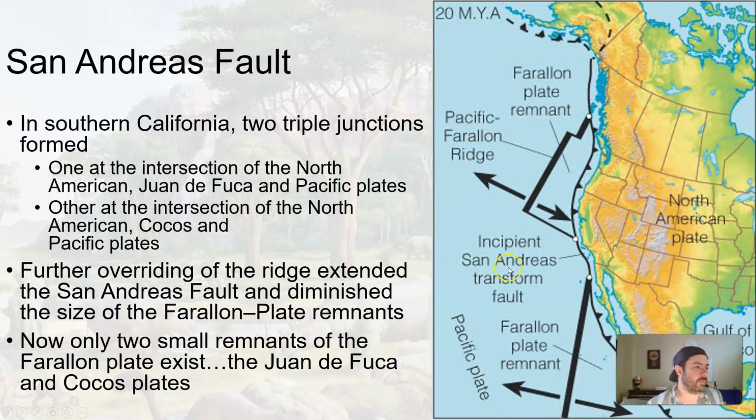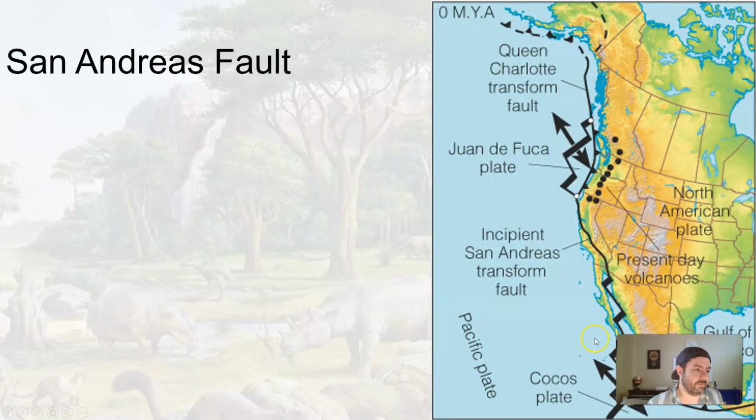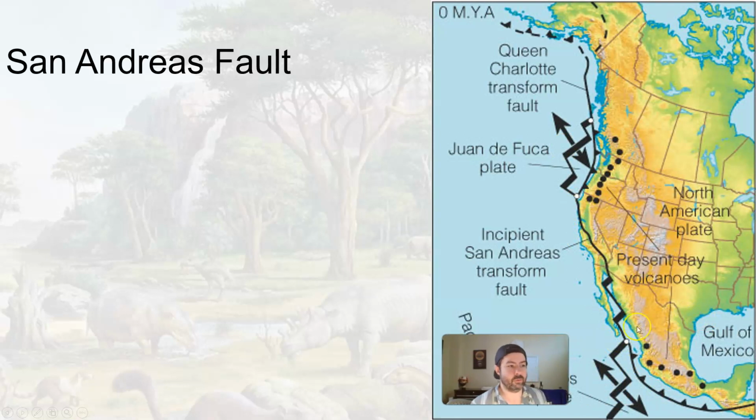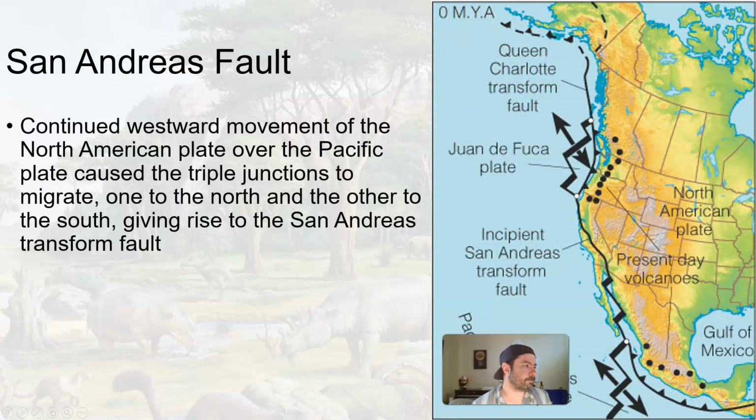But again, let me go back. As North America went further this way, it's going to override all of this. So instead of this being a transform boundary, we're going to have a much broader transform boundary that we see today. So this is more of a current look.